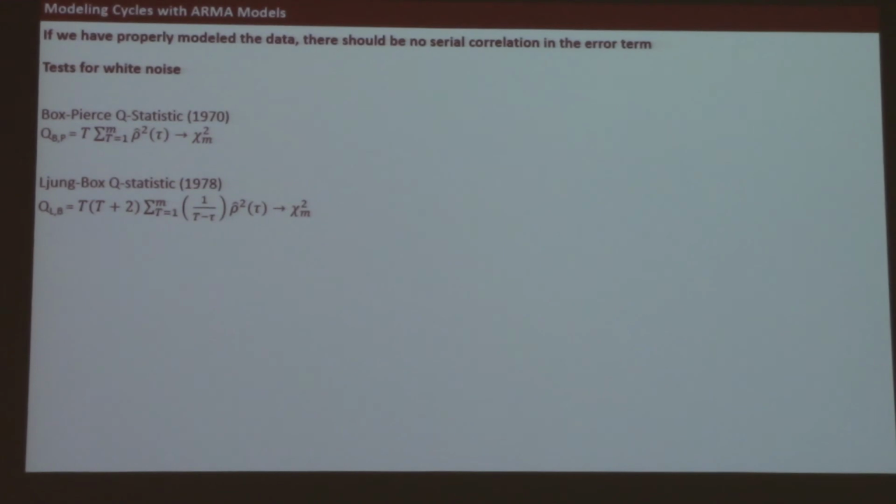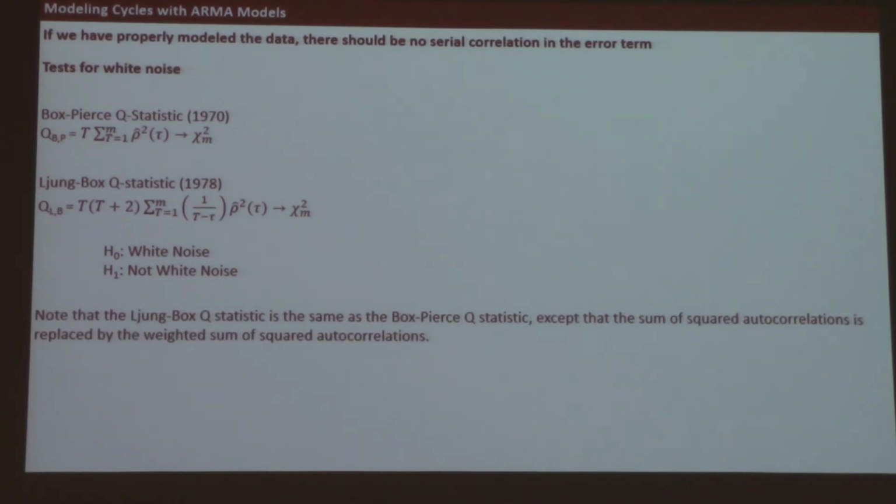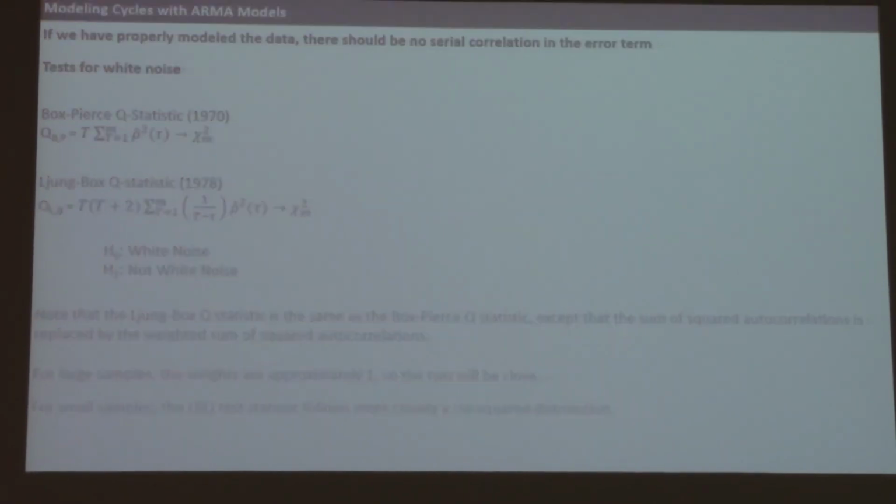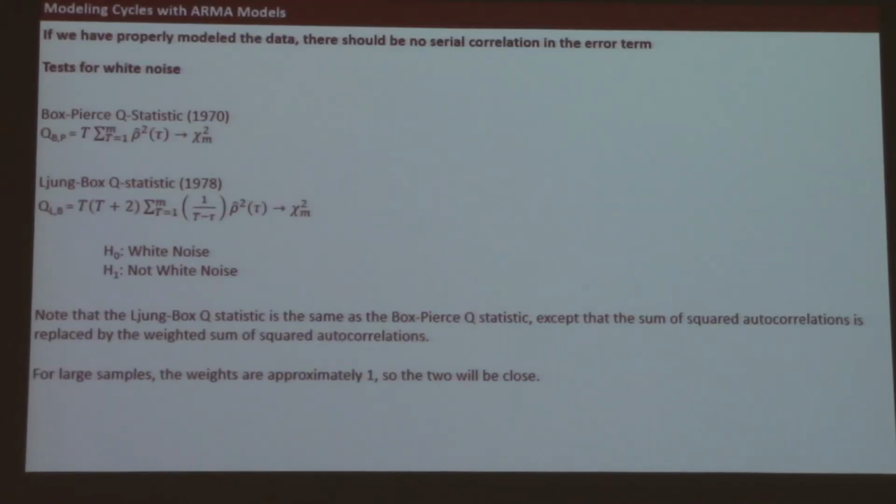There are 2 simple tests, the Box-Pierce Q statistic and the Ljung-Box Q statistic. They're both pretty similar. The null hypothesis is that our errors are white noise, which is good. And the alternative is that no, they're not white noise, which is bad. And we'll just get the command for that. The Ljung-Box Q statistic follows a chi-square distribution, and we'll get to that.